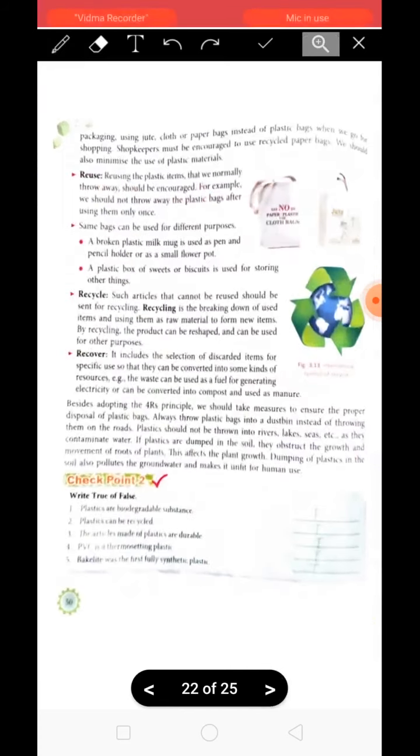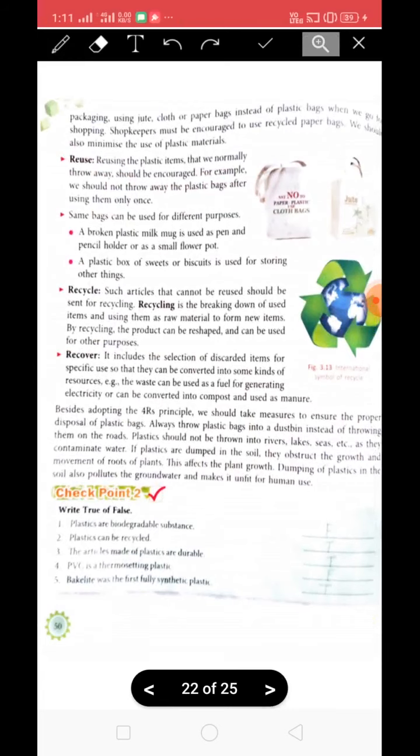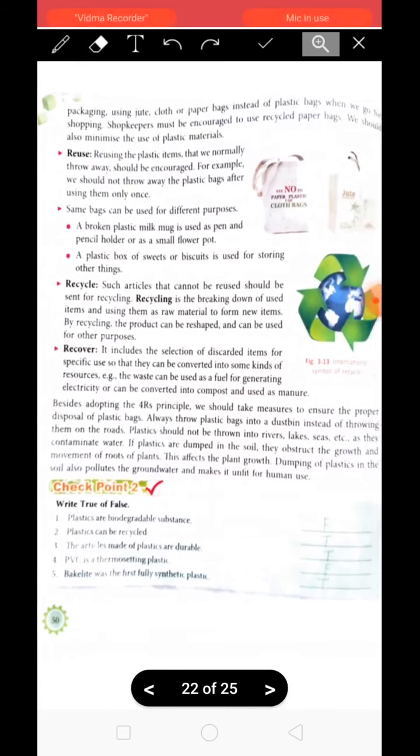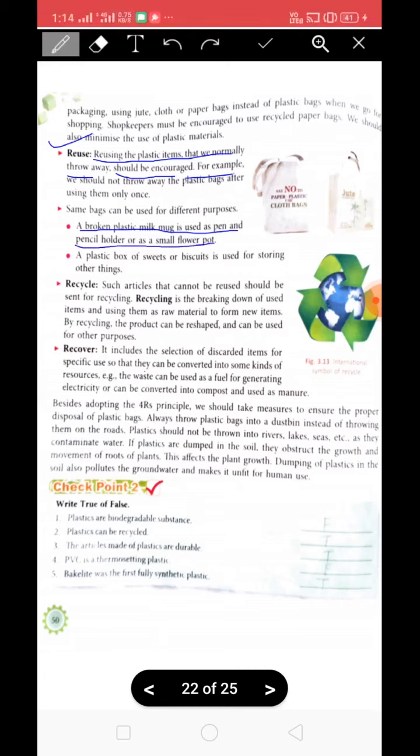Now next is reuse. Okay class, reusing plastic items that we normally throw away should be encouraged. For example, a broken plastic mug is used as a pen holder or as a small flower pot. Now next is recycling. Recycling is breaking down of used items and using them as raw material to form new items. By recycling, the product can be reshaped and used for other purposes.